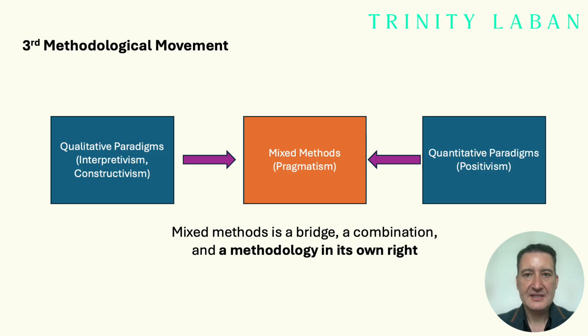So the diagram on this slide captures what we've just discussed. Mixed methods is often called a third methodological movement, not because it came third chronologically, but because it represents a third way of thinking about research. You can see here that it sits between qualitative and quantitative paradigms, and it draws from both. The arrows are really important here because mixed methods is a bridge that connects these traditions.